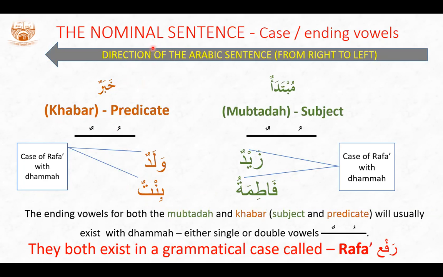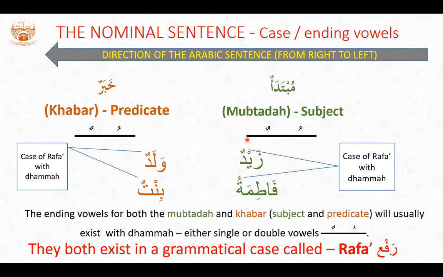Being the predicate of a nominal sentence, the law is that the predicate exists in the case of rafa. And the law for rafa is that it usually takes dhamma. So now I will say bintun. What do we say in Surah Al-Ikhlas? Qul, say, O Muhammad, huwa Allah, He is Allah. So if you want to put huwa, Allah, He is Allah. Allahu. What vowel are we taking there? Dhamma. So therefore that is actually the khabar.